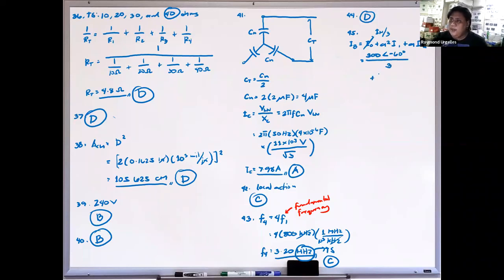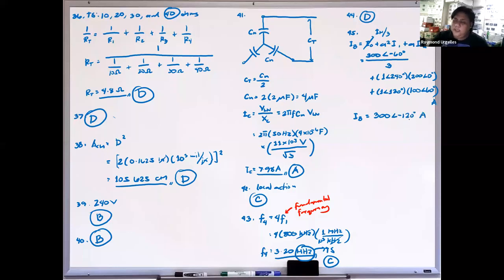Plus A squared, so 1 angle 240, multiplied by I1. Again, I1 is 200 angle 0 degrees. Then plus A, which is 1 angle 120, multiplied by I2. The I2 that we will use is 100 angle 60 degrees. This will be in amperes. If you solve this on the calculator, you will get 200 angle negative 120 degrees.